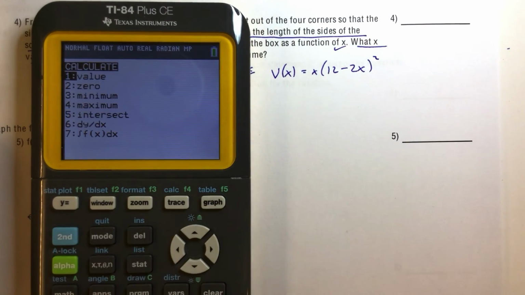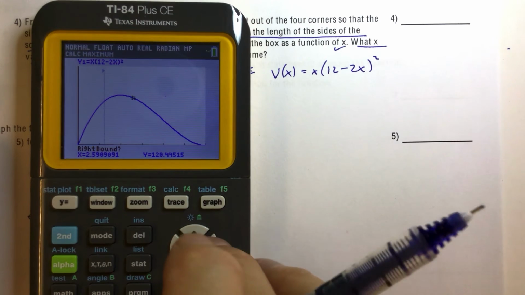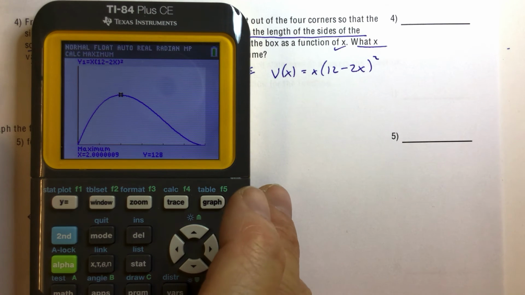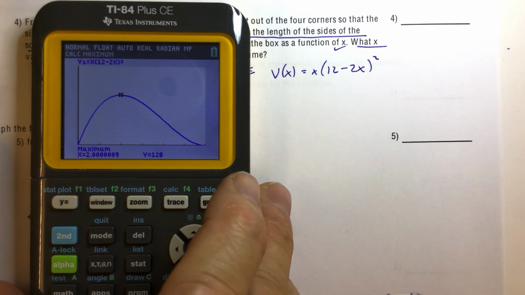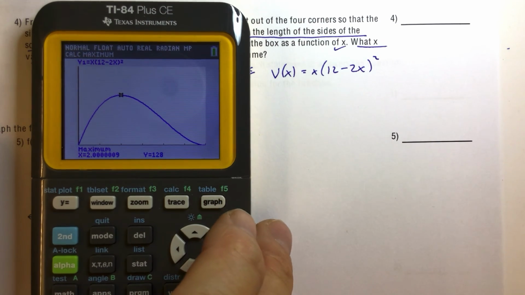So second, calculate maximum. We mark the left side of that high point, and mark the right side by hitting enter. And then we just back it up a little. You don't have to even get close, just be in between. It looks like this could have been one that we may have been able to solve by hand, because the x is 2 and the y is 128.